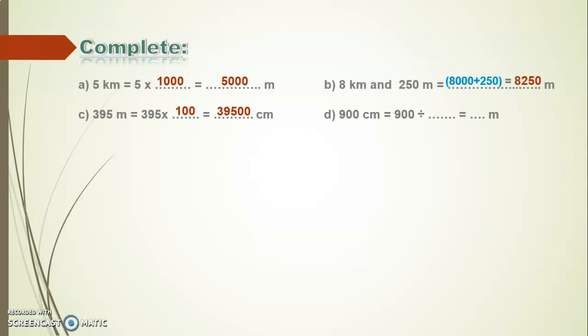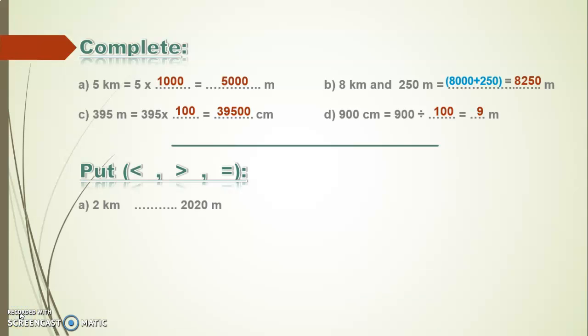Number D. 900 centimeters equals 900 divided by dots equals dots meters. To convert from centimeter to meter, from the smallest to the greatest, I'll divide. By what, from centimeter to meter? I'll divide by 100. So 900 divided by 100, it will be 9 meters.